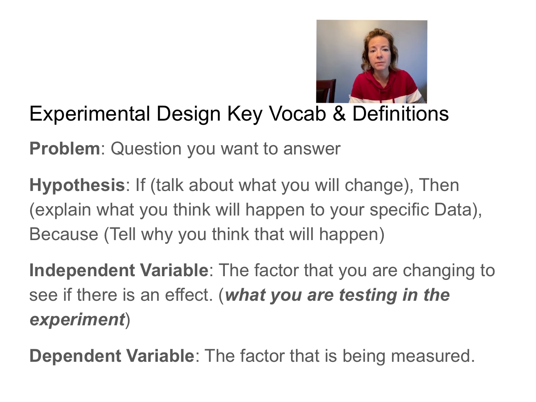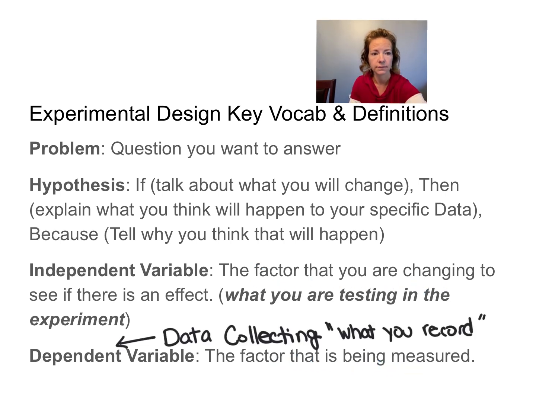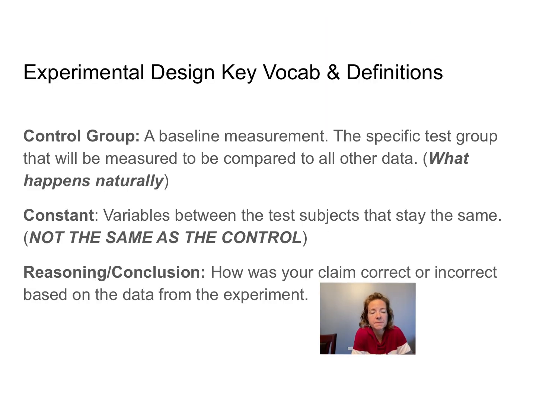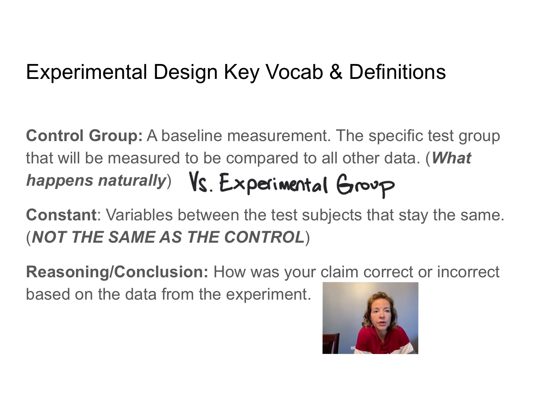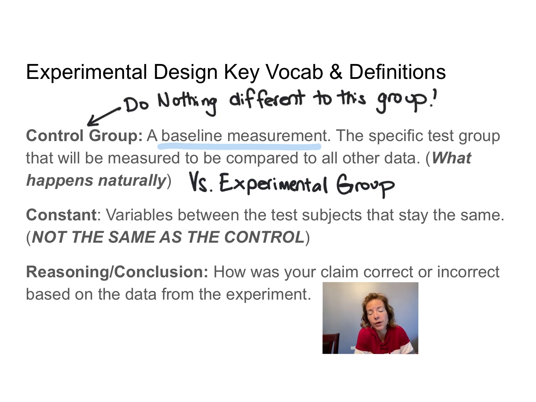The independent variable and dependent variable we will practice. The independent variable is the factor you are changing, and the dependent variable is basically the data you're collecting, or what is being measured. When you do an experiment, you will also have a control group and an experimental group. The control group is going to be your baseline measurement. This is the group where we are not really going to do anything to, so that we can compare the experimental group to it to see is there a difference between the two groups.